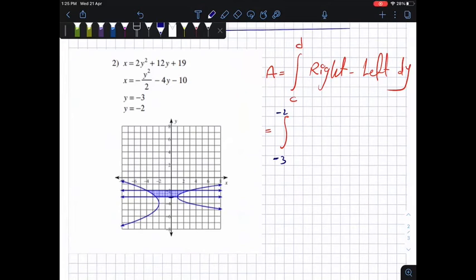The right function is clearly a parabola that opens to the right, and it should be positive. So 2y squared plus 12y plus 19 will be the right curve, and the left curve is negative y squared over 2 minus 4y minus 10. So we can write here right and here left.